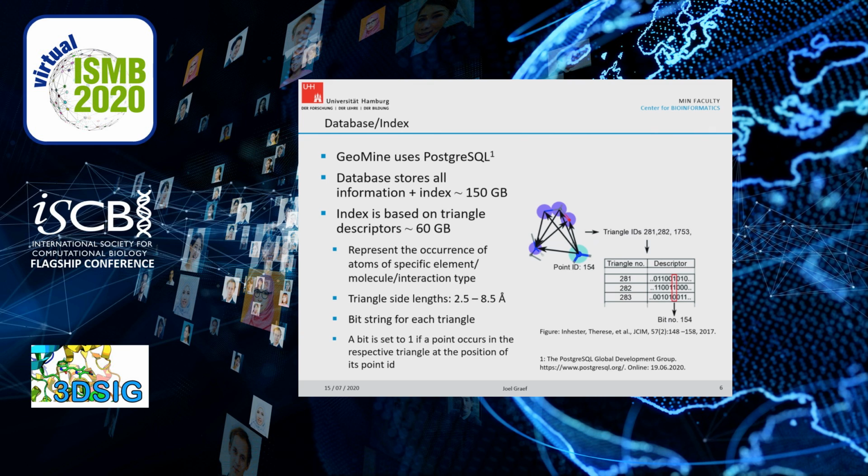So for example, we have the points marked in purple and blue in the query on the right side of this slide. The arrows between these points show distances between the points and form the triangles. Now because the point with the ID 154 is in the triangle 281, we set the 154th bit in the 281st triangle to 1. This enables us to split a given search query into triangles that can be retrieved from the database in the form of the bit strings, which in turn identify all possible candidate points.